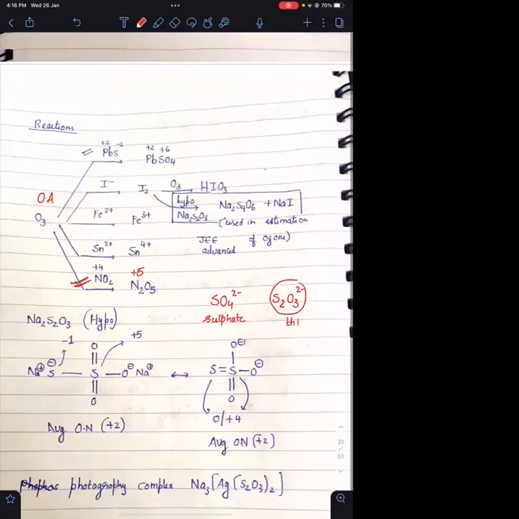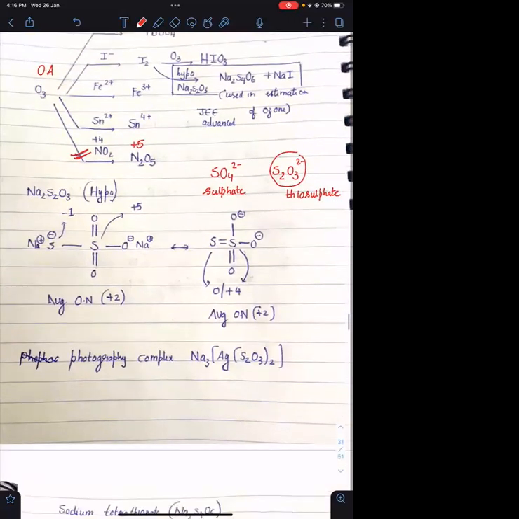This is thiosulfate. Okay, in structure, there can be two possible structures. One structure has sulfur bearing the negative charge and in the other structure the oxygens are bearing the negative charge. What do you think, out of these two structures, which is the more stable structure?